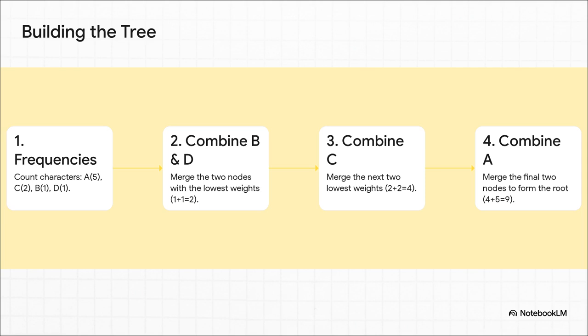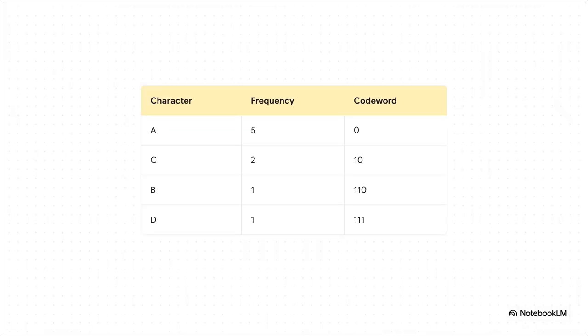That's it. For our string, B and D are the rarest, so poof, we combine them. Now we look again. The two lowest are C and our new BD group, so we merge them. You just repeat this simple, greedy step until everything is merged into one single tree. This tree gives us our codes. If we say going left is a 0 and going right is a 1, we can just trace the path from the top to get each character's code.